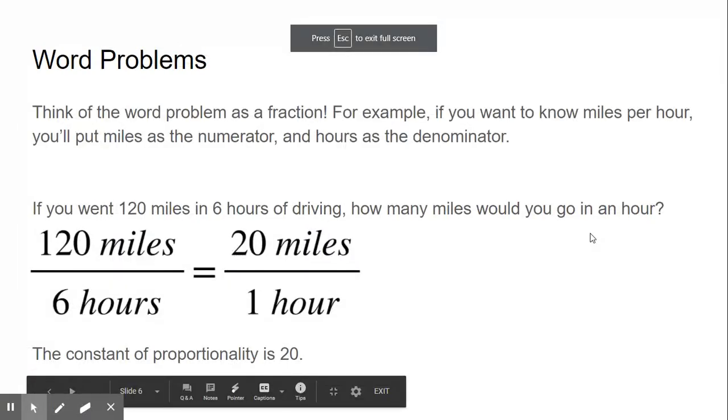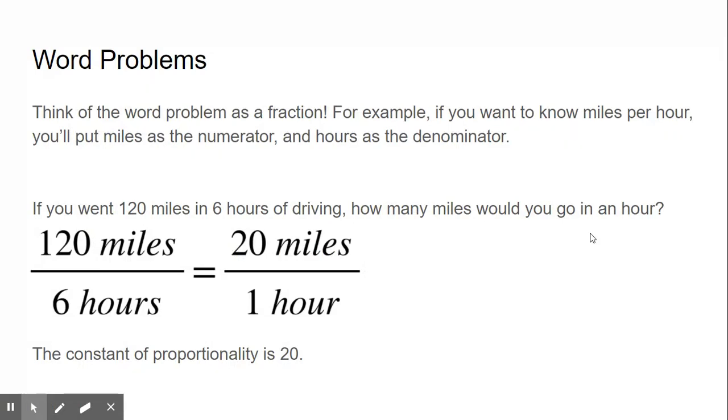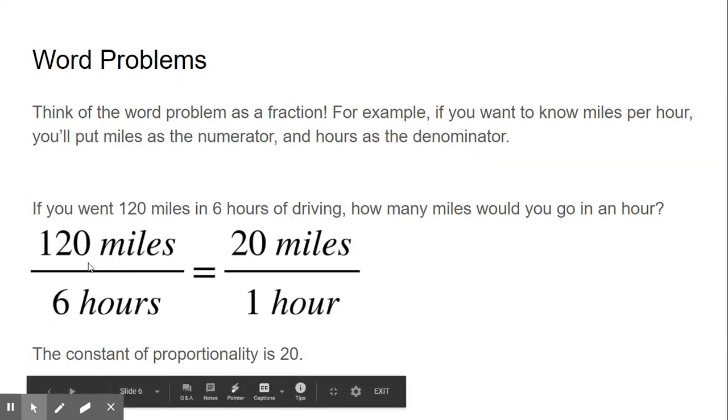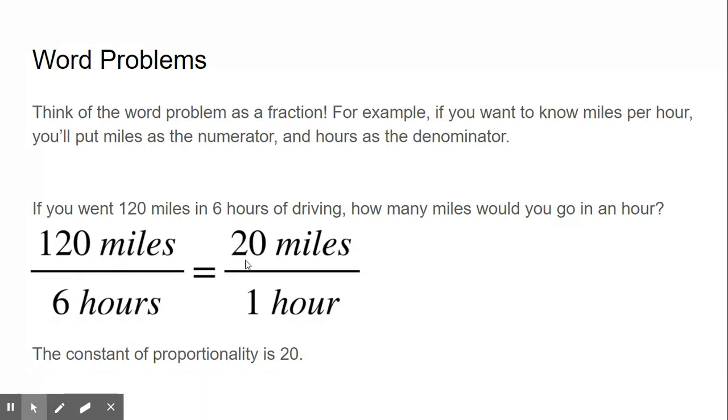Think of a word problem as a fraction. So for example, if you want to know miles per hour, you'll put miles as the numerator and hours as the denominator. If you went 120 miles in 6 hours of driving, how many miles would you go in 1 hour? In this case, we would say 120 miles divided by 6 hours, which is the same thing as 20 miles divided by 1 hour, or 20 miles per hour. So in this case, the constant of proportionality is 20.